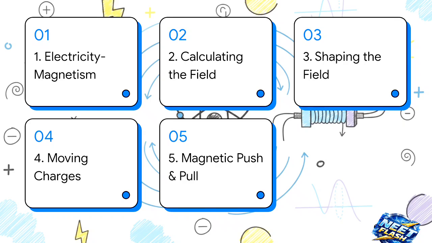So, to understand this, here's our agenda for today. We'll start with 1. The electricity-magnetism connection. Then 2. Calculating the magnetic field, followed by 3. Shaping the magnetic field. Next up is 4. Moving charges under influence, and we'll finish strong with 5. The magnetic push and pull.